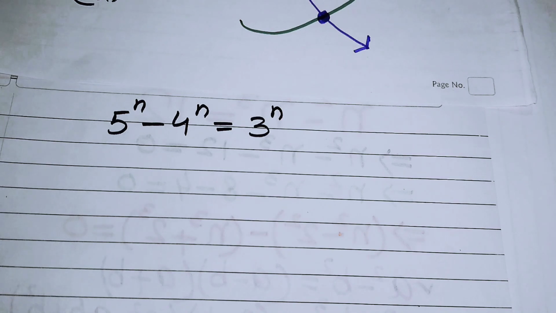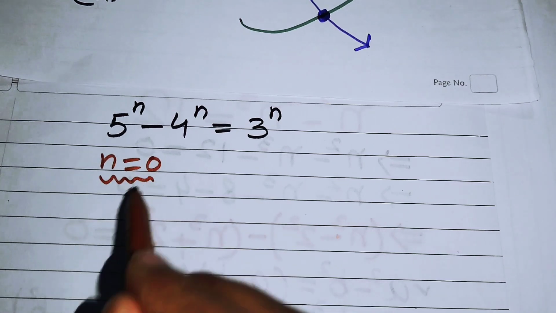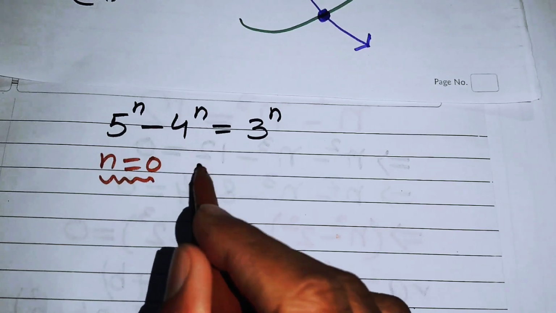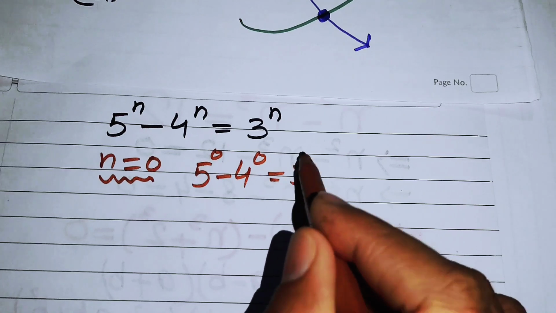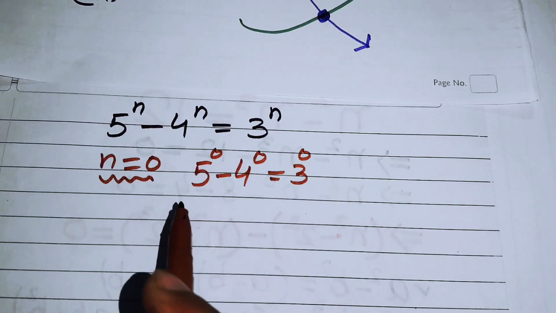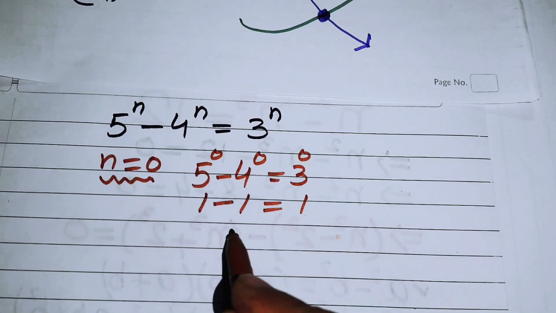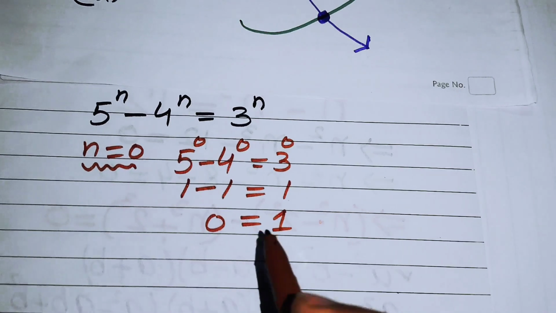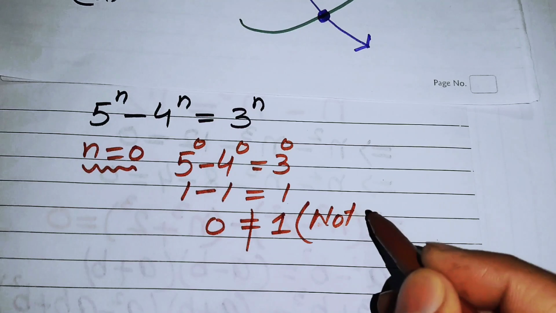So first we choose n equals to 0. When you choose n equals to 0, then this becomes 5 to the power of 0 minus 4 to the power of 0 equals to 3 to the power of 0. And you know that 5 to the power of 0 will be 1, 1 minus 1 equals to 1, and this is 0 equals to 1. And you see here 0 is not equal to 1, so it is not possible.